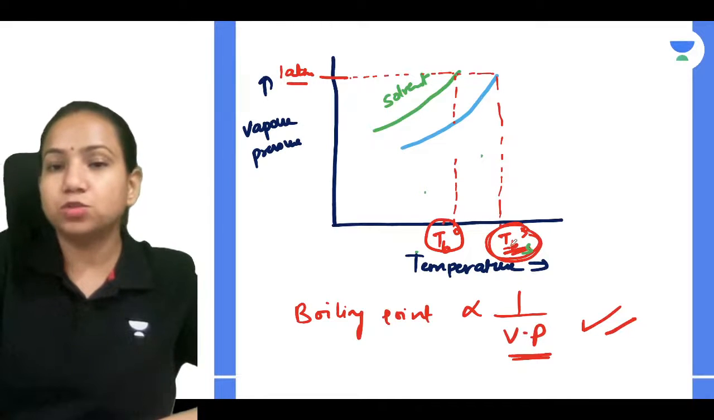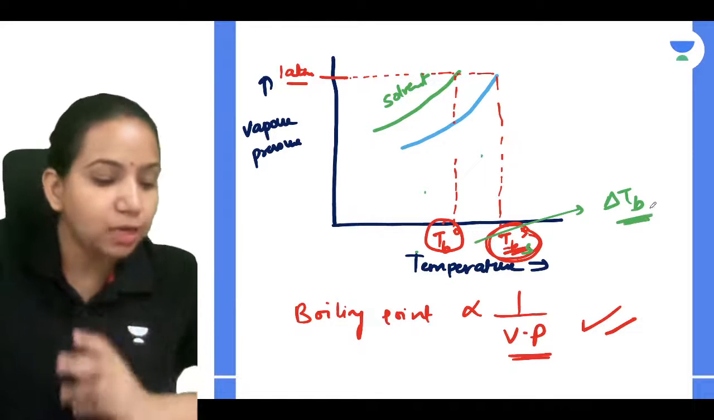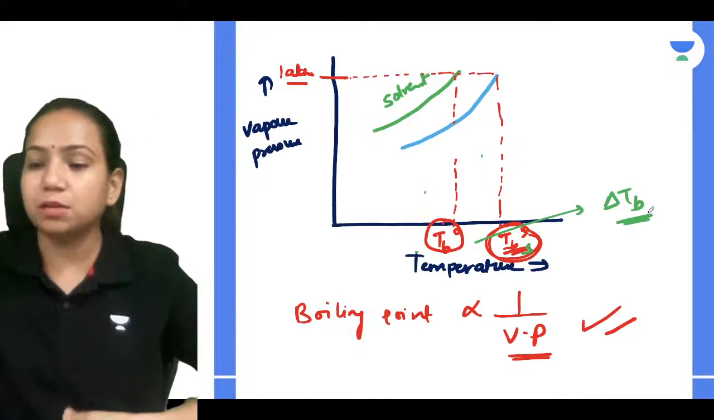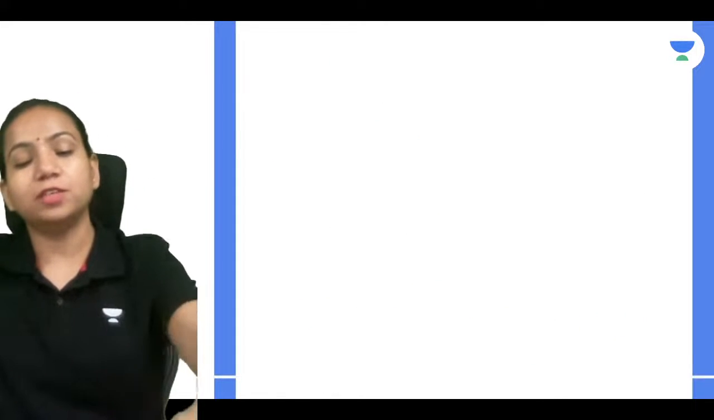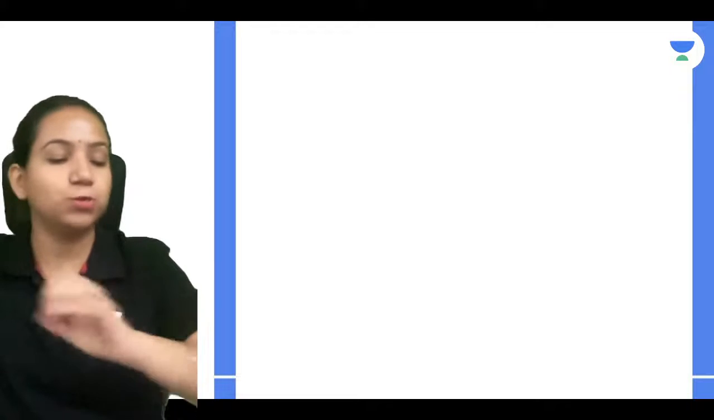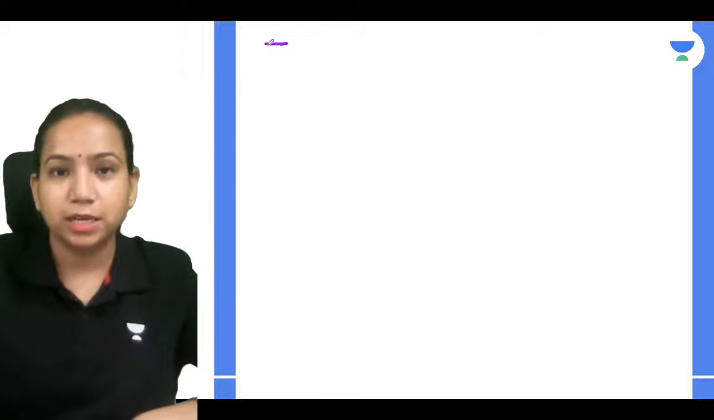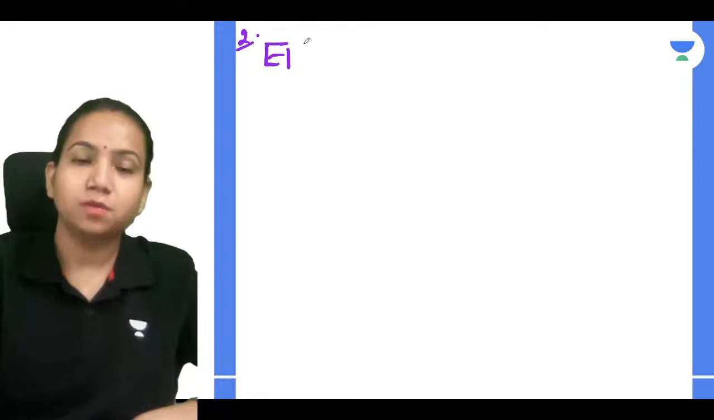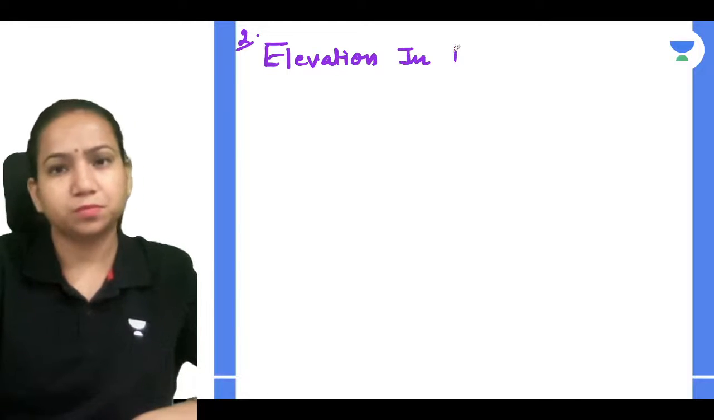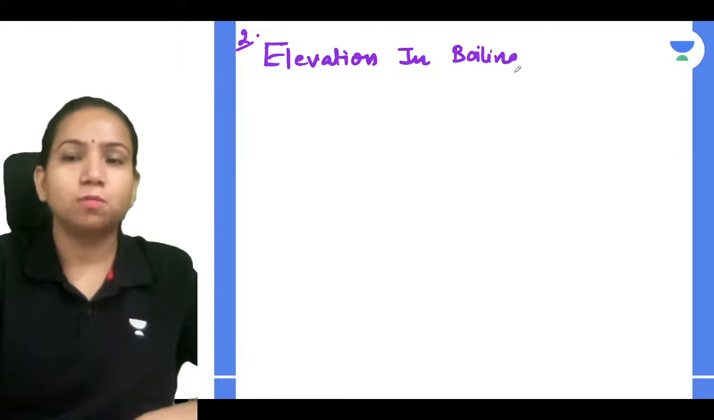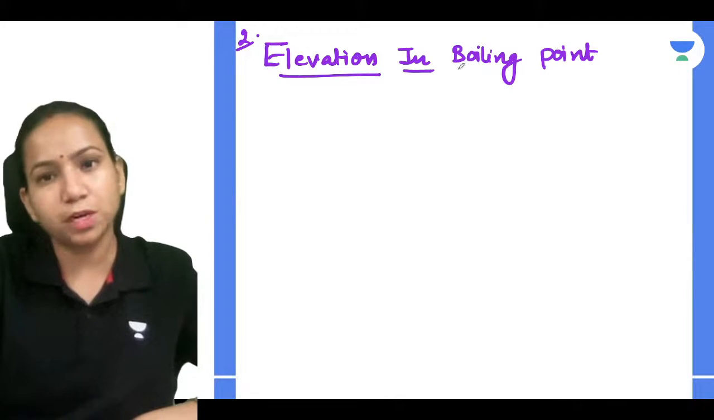And if you can relate this for the solution, will you be able to find out the delta TB? It means change in the boiling point. You can find that. Very simple. Very good. So from this only we can go and learn about the next property, which is elevation in boiling point. Can we learn about it, guys? Yes. So our second property is elevation in boiling point. Now we'll be doing some questions also related to it.